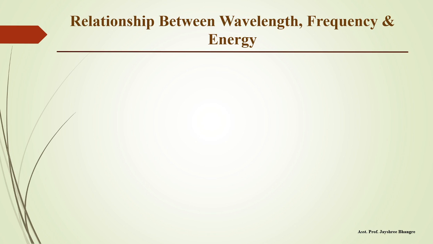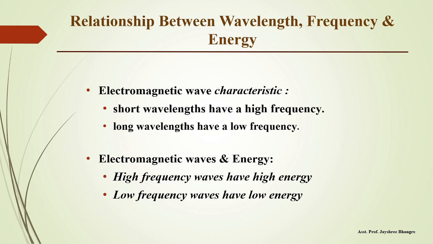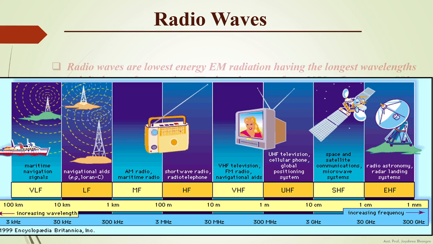So, the relationship between wavelength, frequency and energy. For electromagnetic wave characteristics, short wavelengths have a higher frequency and long wavelengths have a lower frequency. And for the energy, higher frequency waves have a higher energy and low frequency waves have a low energy. So this is the relation between wavelength, frequency and energy.